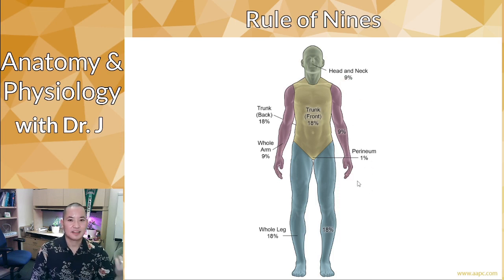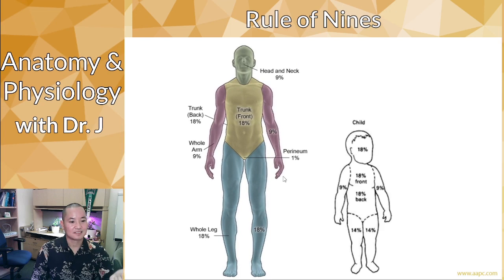So you might be like, okay, that adds up to 99%. Where's the last 1%? So the last 1% is the genitals, and more specifically the perineum. So that's what it's referring to, that genital area.